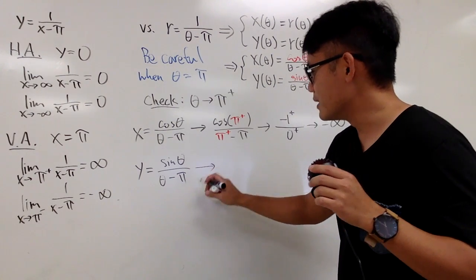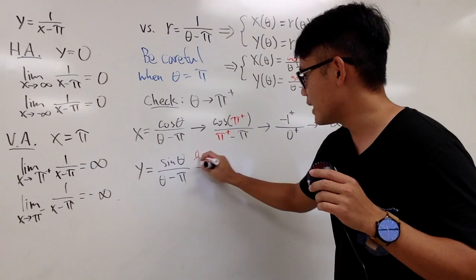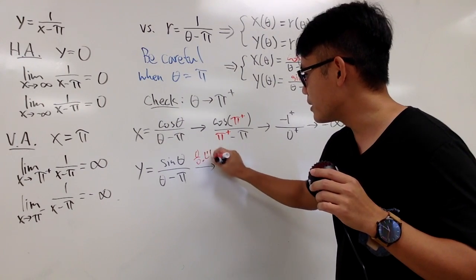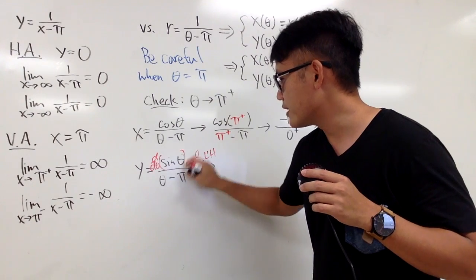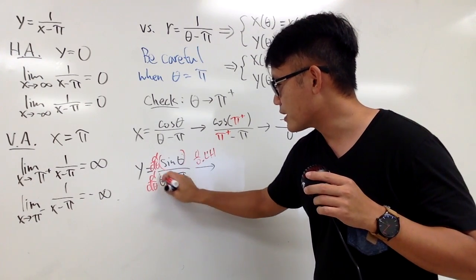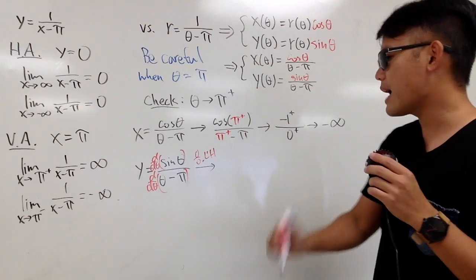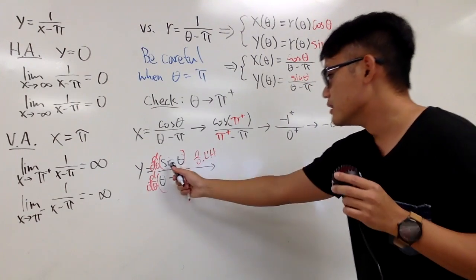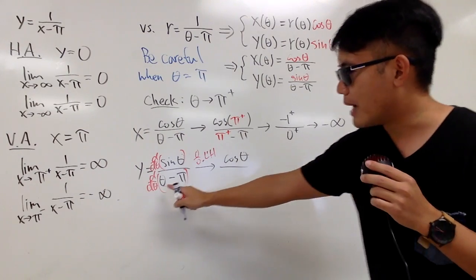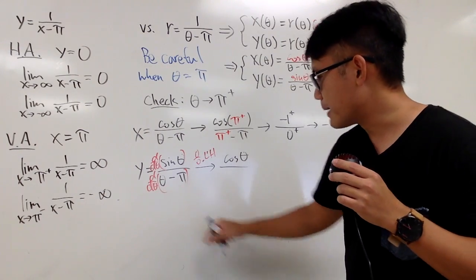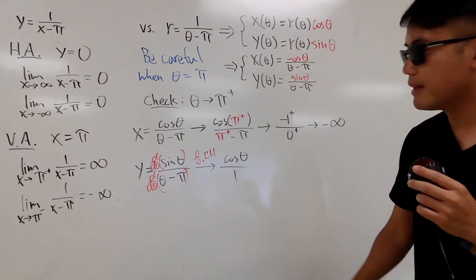So what we will do is use L'Hopital's rule because we have a 0 over 0 situation. And to show work, let's go ahead and differentiate the top and also differentiate the bottom with respect to theta. On the top, sine theta has the derivative cosine theta. On the bottom, the derivative of theta minus pi is nicely equal to 1.